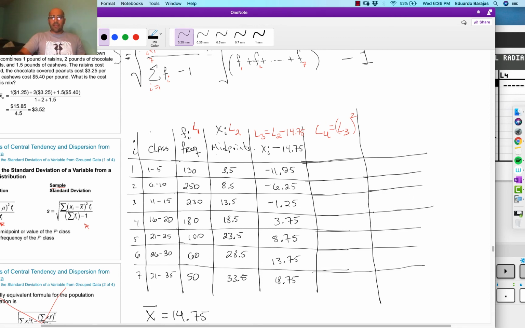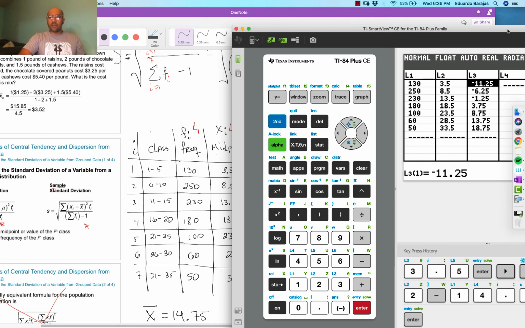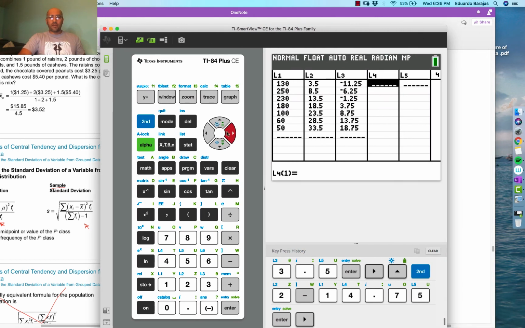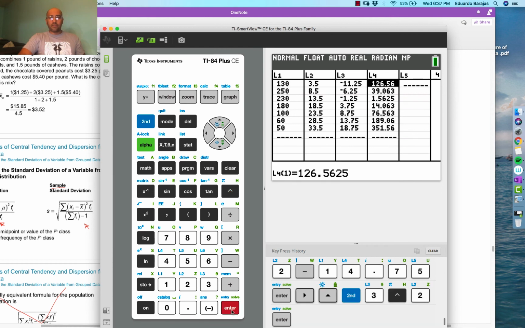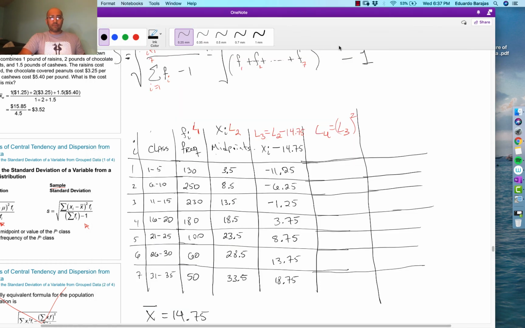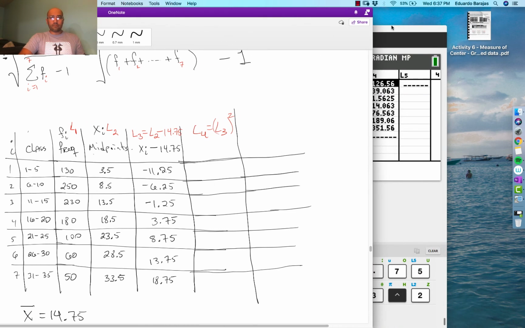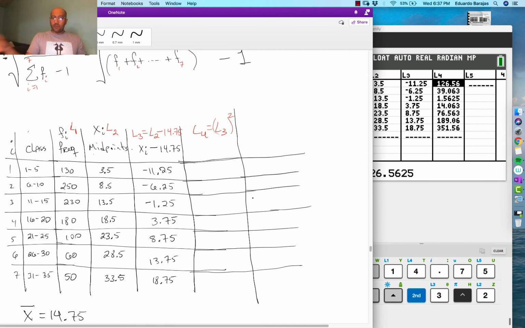So now I need column 4 to be equal to column 3 squared. So go to my calculator. Column 4 is going to be equal to L3 to the power of 2. Enter. And those are all those values. And copy them over here. So what we're doing is that now we're taking each one of these and squaring them. So this is going to be x sub i, each of the class midpoints minus the class mean, which is 14.75 for us, squared. That's what's happening.